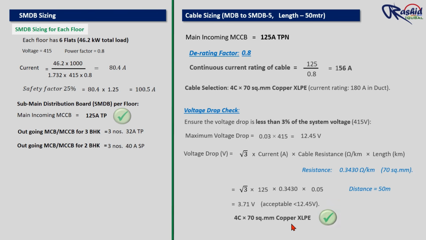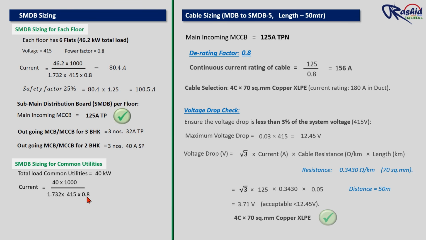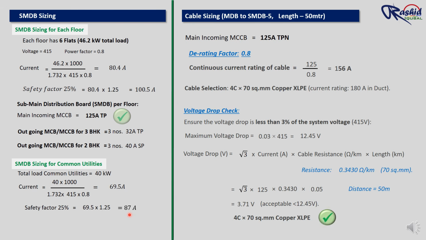Now let's size the SMDB for common utilities. For common utilities, the total demand load is considered to be 40 kilowatt. To calculate the current, we use the formula: current equal to 40 multiplied by 1000 divided by 1.732 multiplied by 415 multiplied by 0.8, which equals 69.5 ampere. Now let's apply a 25% safety factor. So 69.5 multiplied by 1.25 equal to 87 ampere.